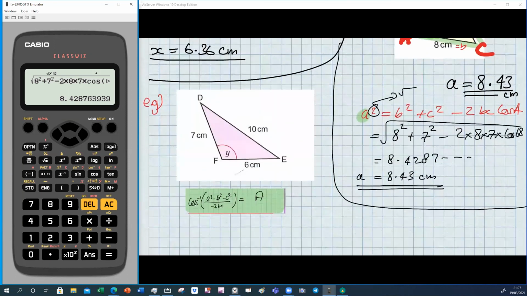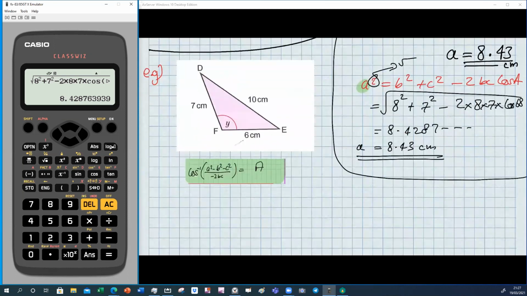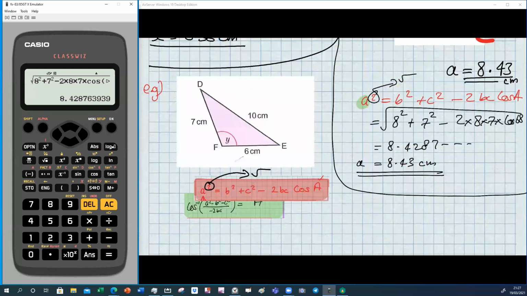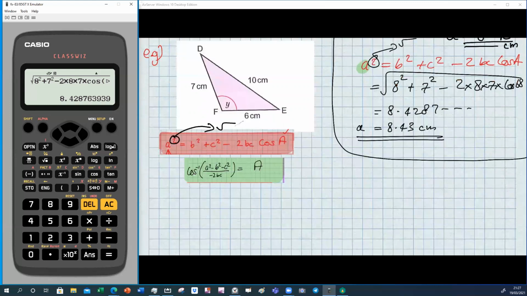Now remember, the green formula is not a new formula. It's actually a manipulation of our original formula. So a squared equals b squared plus c squared minus 2bc cos A. If you rearrange that till the cows come home and make A the subject, then we go from the red formula to the green formula. So you can either rearrange it fresh in the exam, or you can just memorize that formula.